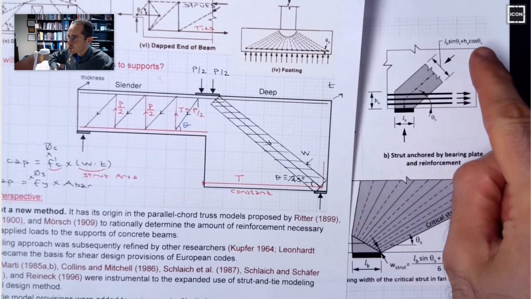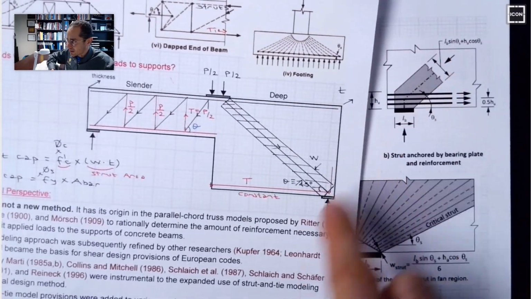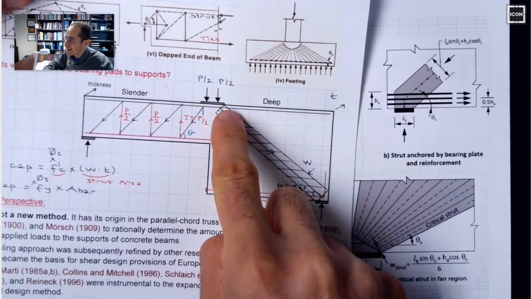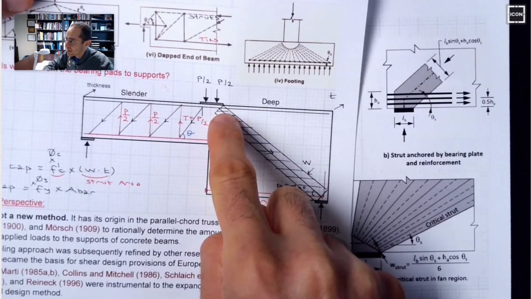That distance times cosine theta. So that's how you would get it at this location. What about at the top? So let's say you want to get the width. It's different. At the top, it's smaller.